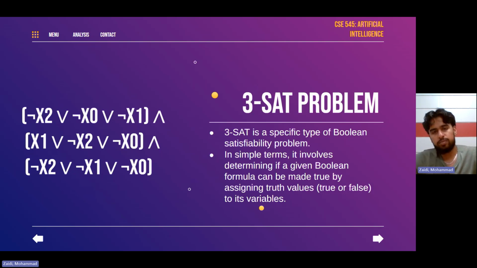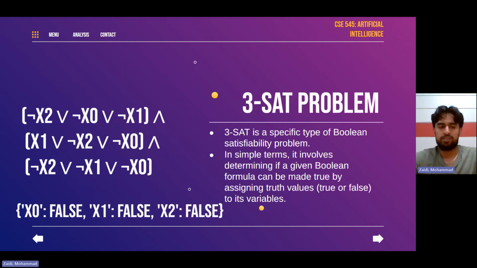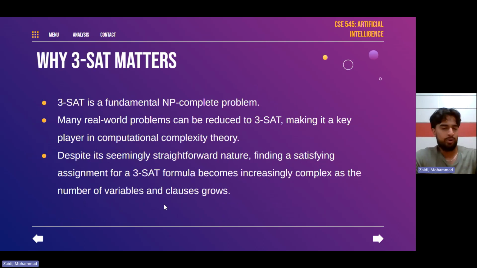The 3 satisfiability problem seeks to find a configuration for the variables that will satisfy, or make, all the clauses true. For example, with this configuration, x0 is set to false. All of these have not x0, the negation of x0. So no matter what x1 and x2 are, since x0 is false, this OR will evaluate to true, this OR will evaluate to true, this OR will evaluate to true, and so the whole problem is satisfiable. Now, why is 3SAT important?